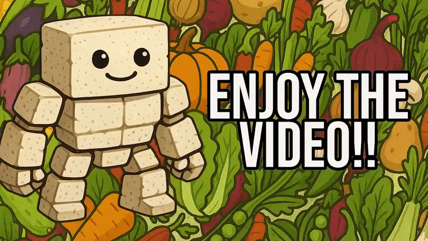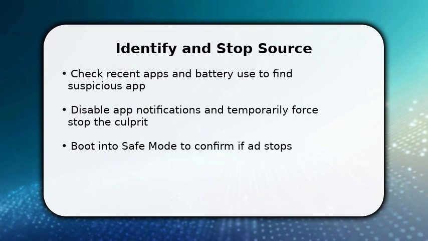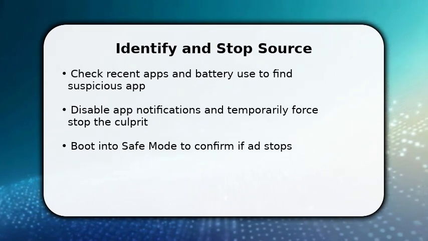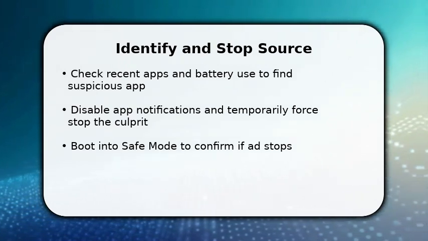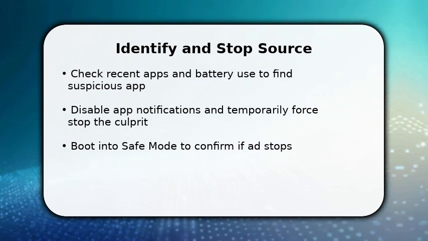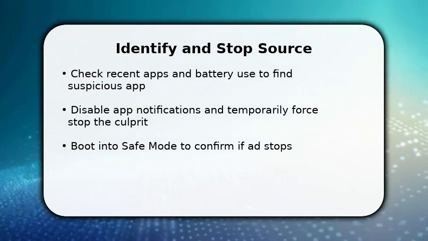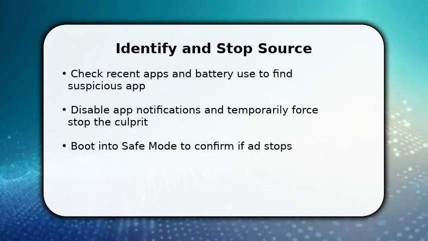Please enjoy the video. You start by locating the offender so you can remove the ads at the source. Open recent apps and then settings, battery or apps, to spot spikes. Once identified, force stop the app and disable its notifications so pop-ups cease immediately.